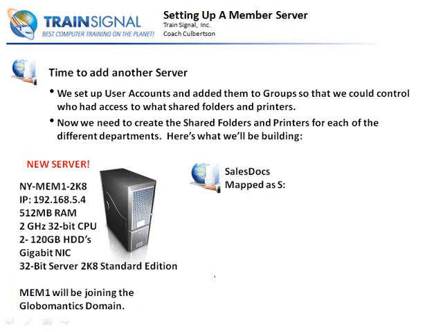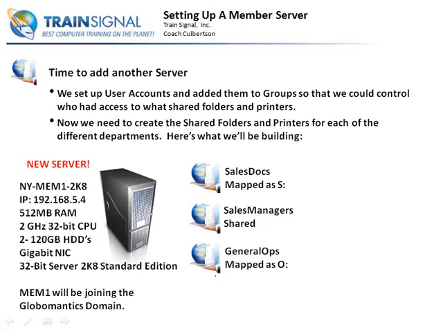Now, we're also going to be building some shared folders, and we're going to be mapping them. We're going to be creating these shared folders for specific groups of folks, and it's pretty self-explanatory here. We're going to have one for the sales documents, and sales managers, so we can hide off some super secret documents that everybody doesn't need to see. Same thing with ops. We're going to have a general ops folder. We're going to map it as the O drive so it's easier to find. And of course, we're going to create a separate folder for ops managers too.